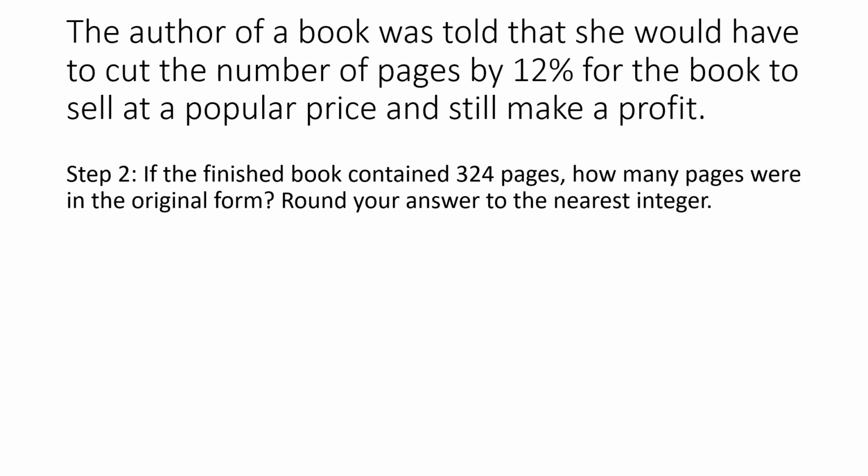So step 2, if the finished book contained 324 pages, how many pages were in the original form? Round your answer to the nearest integer. So we know that the finished book contained 324 pages, but we don't know how many total pages were in the original form. But we do know that 324 pages would be that 88% that would be in the finished book. And so this is how we would set it up with a proportion.